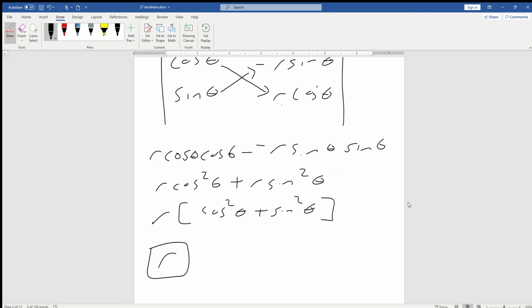Now, in the next series of examples, what we're going to do is take a non-rectangular region, change it into rectangular, and then we're going to be able to evaluate some double integrals utilizing these Jacobians.